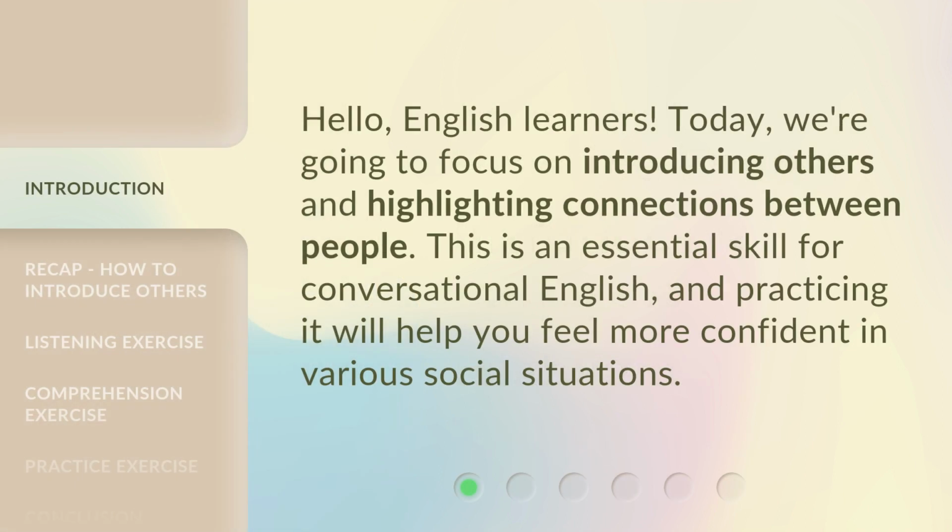Hello, English learners. Today, we're going to focus on introducing others and highlighting connections between people. This is an essential skill for conversational English, and practicing it will help you feel more confident in various social situations.